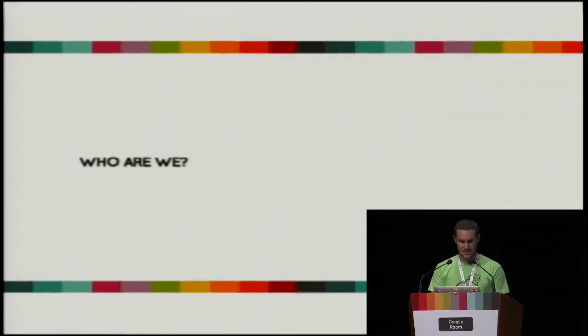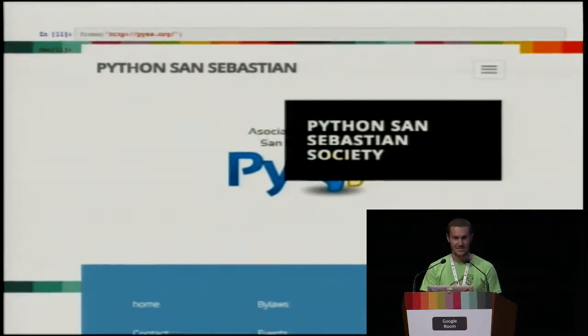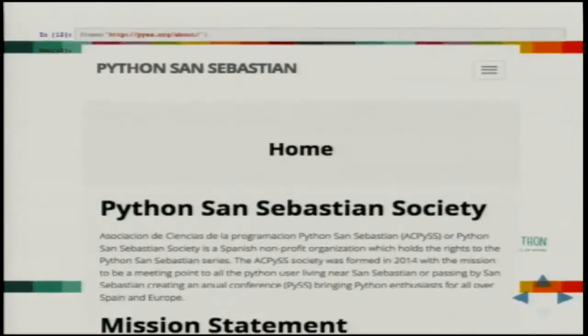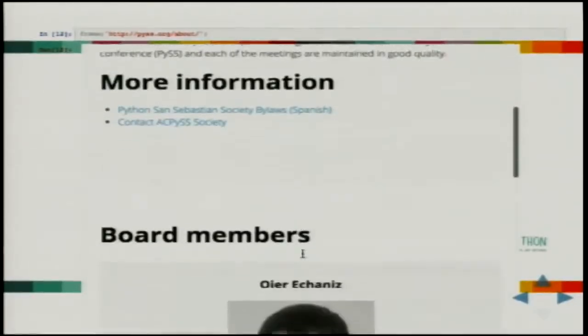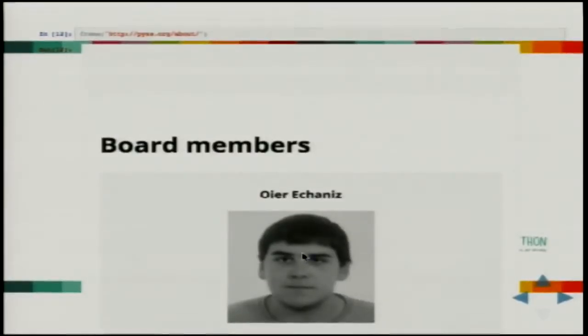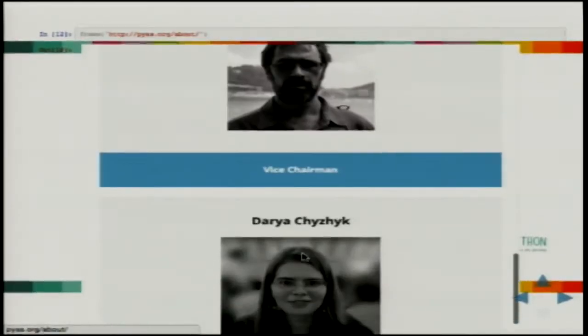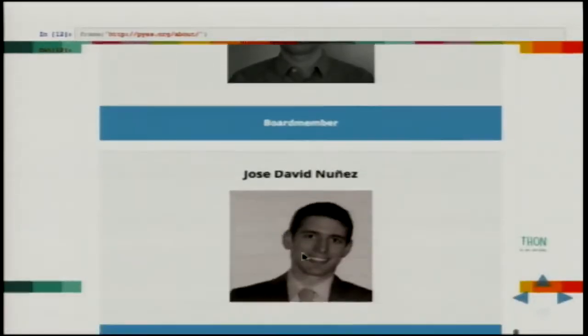So who are we? We are the Asociación Python San Sebastián. Some people say PySS. We like calling it PIS. Sorry, no puns intended. So the members, some people you have seen with a green t-shirt. Some people you haven't seen here. And some helpers, very nice people.